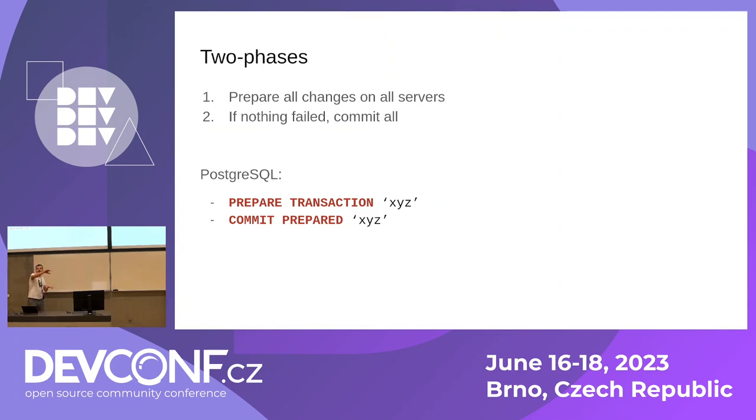We want to prepare the transaction across all the servers. We want to know that it will succeed. The servers should guarantee us that they have the data, they will not lose it, and that the transaction doesn't violate anything, and it will safely commit. So once we have this confirmation from all the workers that are part of the transaction, we commit them all again sequentially.